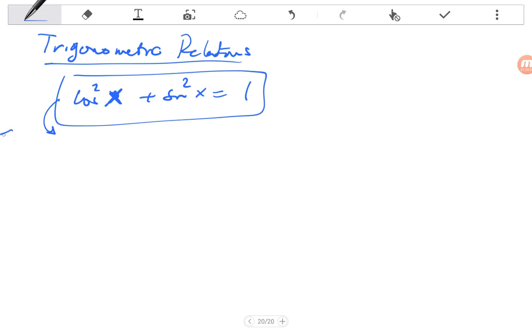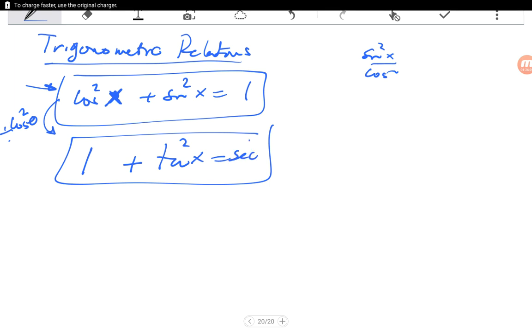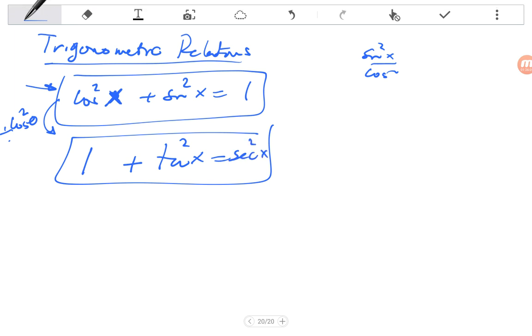If I take that statement and divide it by cosine squared, I will get 1 plus sine squared over cosine squared, which will just give me tan squared. So 1 plus tan squared is just equal to 1 over cosine squared. It just gives me sec squared. So 1 plus tan squared is equal to sec squared. These rules must be memorized.